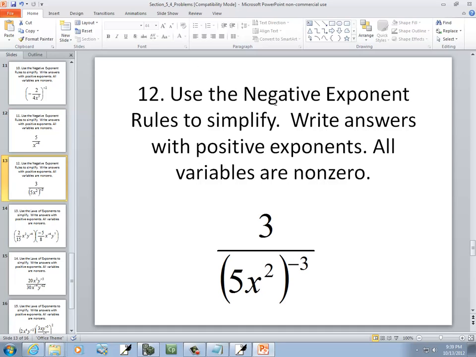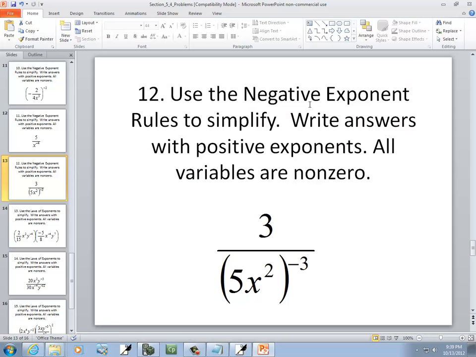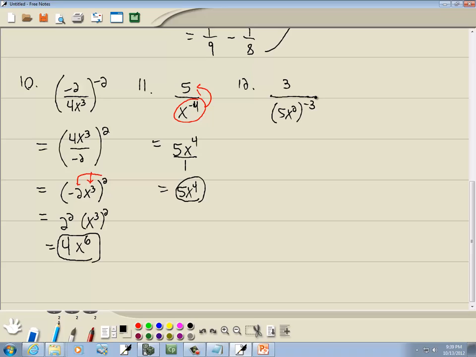Let's take a look at this one. We got 3 over 5x squared, to the negative 3 power. Well, this time we don't want any negative exponents, so I'm going to take this whole thing and move it up on top. So this becomes 3 times 5x squared to the positive 3 over 1. Now notice any of the signs of the exponents of what's inside the parentheses don't change. It remains exactly as is. Just the negative 3 became a positive 3.